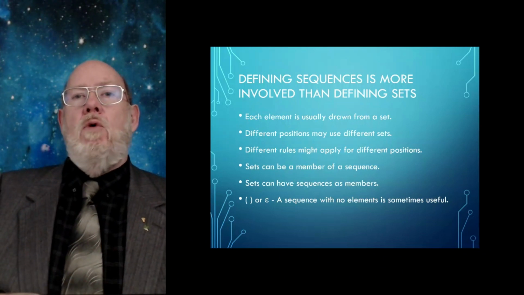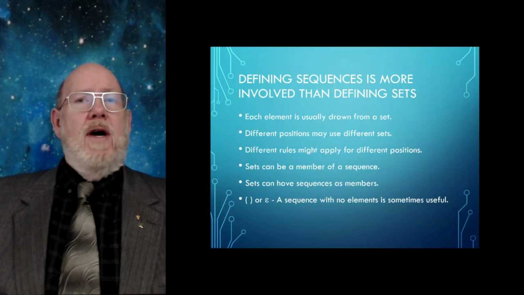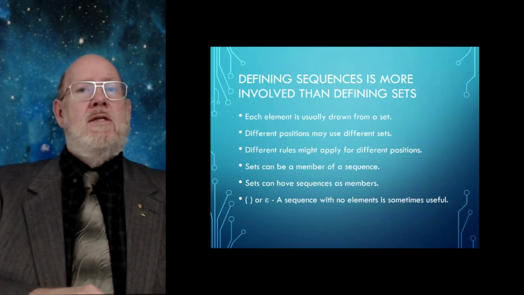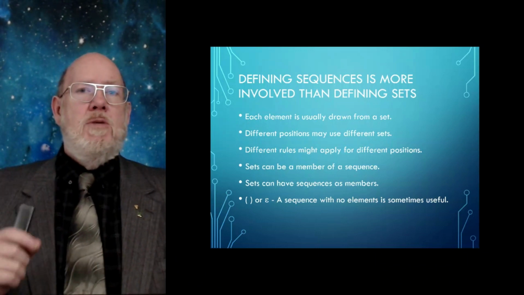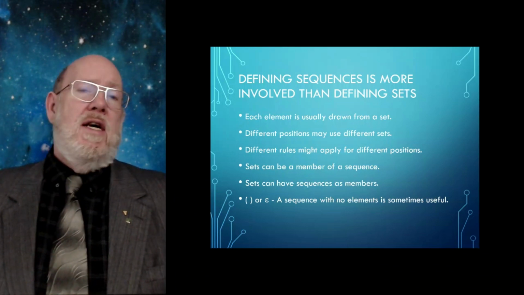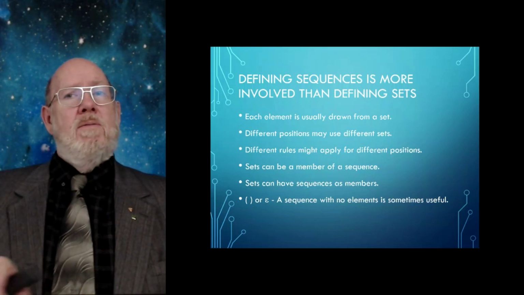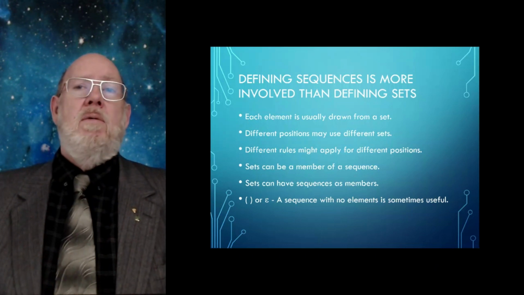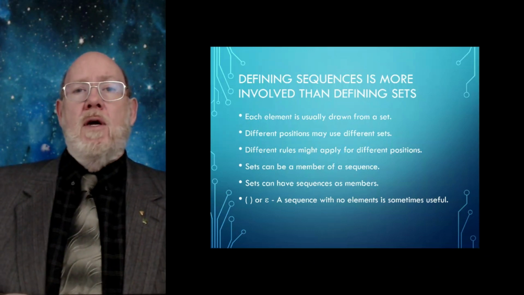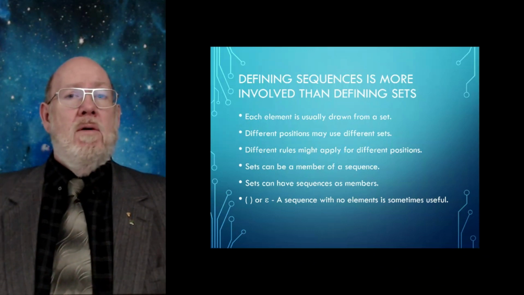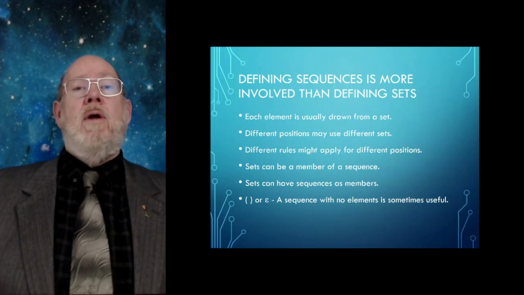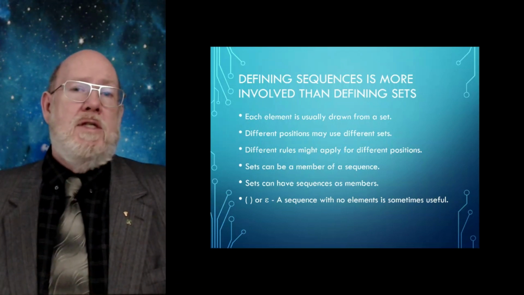Defining a sequence is quite a bit more involved than defining a set. When we define a set, because order doesn't matter, we just have to define the rules that establish what is and what is not in the set. In a sequence, each position in the sequence may be drawn from a set, and different positions often use different sets. Even if the two positions are drawn from the same set, the rules that apply may be different. For instance, I might have three positions in a sequence that are all drawn from the set of natural numbers, but the first item might have to be an even number, the second item might have to be a multiple of 3, and the third item might have to be a prime number at least as large as the value that's in the second position.